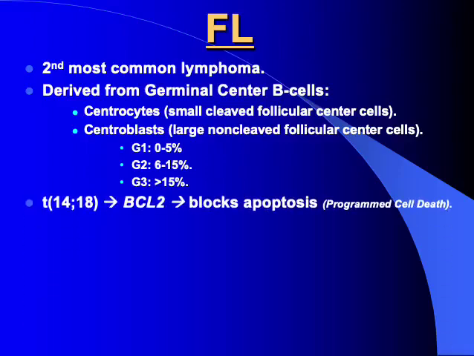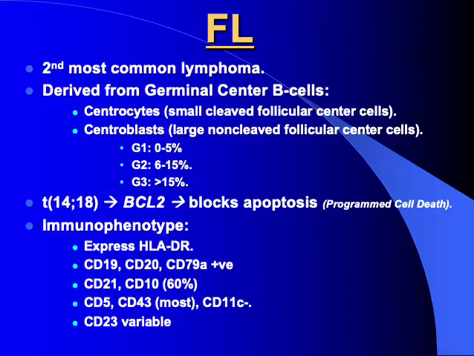Follicular lymphoma is characterized by translocation between chromosome 14 and 18, which leads to production of BCL2. BCL2 leads to blocking of apoptosis, or programmed cell death, so the cells don't die, and that is a hallmark of malignancy, of course. This is the immunophenotype of follicular lymphoma.